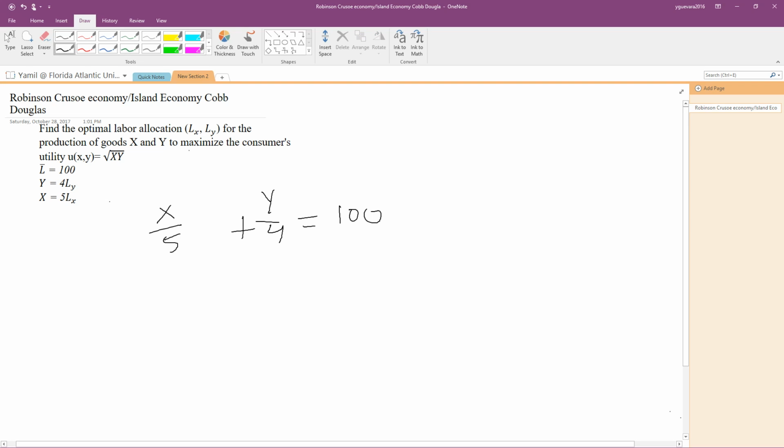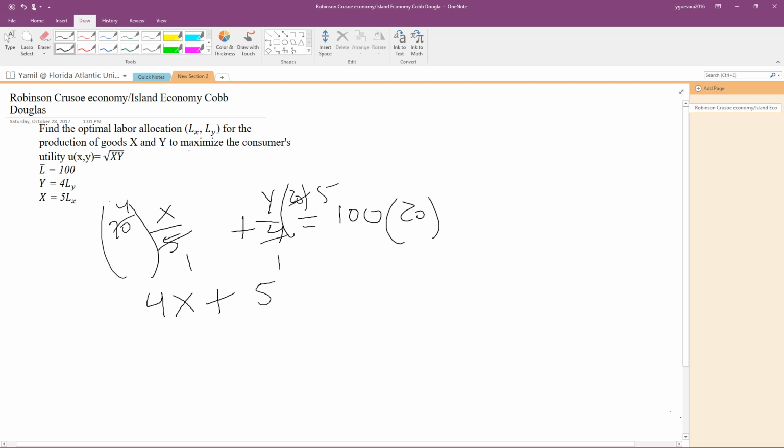Now we have these fractions, and in our PPF we don't like fractions. We need to get rid of them. Let's multiply both sides of the equation by 20, and that should get rid of the fractions. So this becomes 1, that becomes 4, so we're left with 4x. That becomes 1, that becomes 5, so we're left with 5y. And 100 times 20 equals 2000.